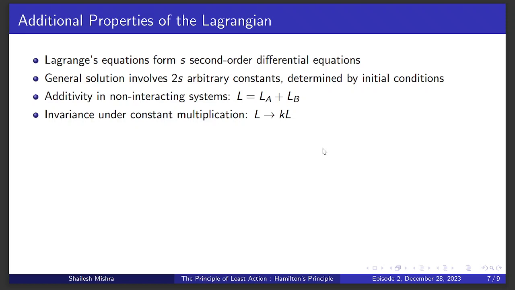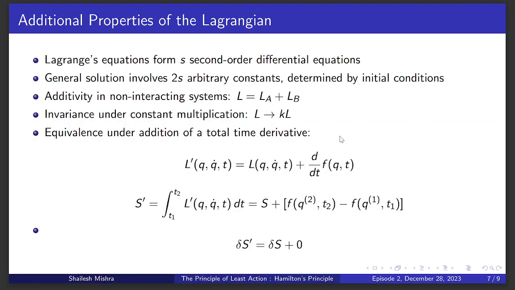And here is a particularly subtle yet powerful aspect. You can add to the Lagrangian the rate of change over time of some function, and it still describes the same physics. This means two different-looking Lagrangians can actually represent the same physical reality.